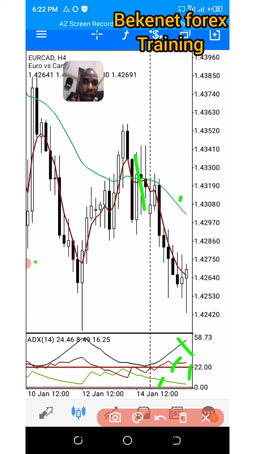You have the buy, you have the sell. For the buy, if the green is above the red, you confirm with your ADX, and that is your buy signal. Then the sell signal: your red is below the green, and the red negative sign, which is the ADX, is above the green sign. Then you use this black to confirm if it is above 22. Once it's above 22, you trade. But if it's below 22, leave the market and look for another currency to trade.